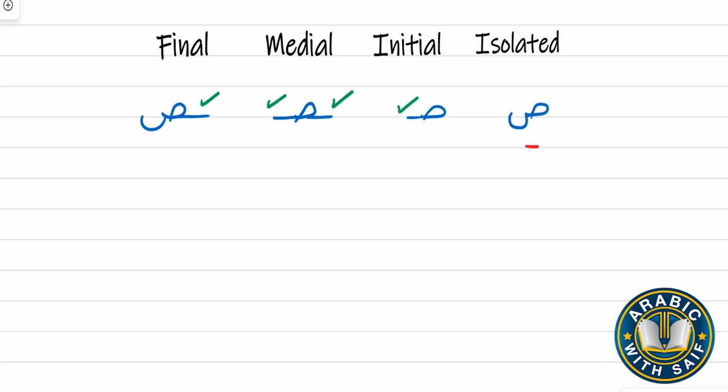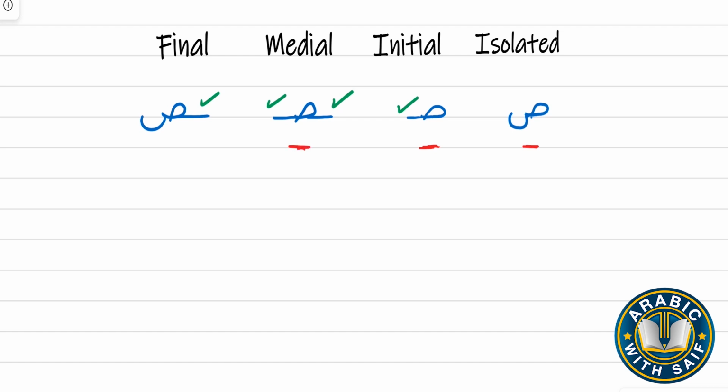This is the isolated form of Saad as we studied in level 1. This is how the letter looks if it's by itself in the word. When you write it at the beginning of a word, start with the shape of Saad as it is, but don't curve it down because it needs to be connected to another letter after.